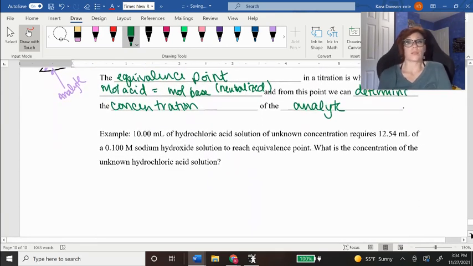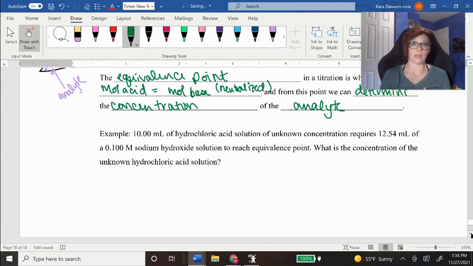Now, this requires solution stoichiometry. Like in the last chapter, when we talked about solution stoich, this is another way that you can use solution stoichiometry. Again, where you have a volume and a concentration, multiply them together, divide by your opposite thing, right?